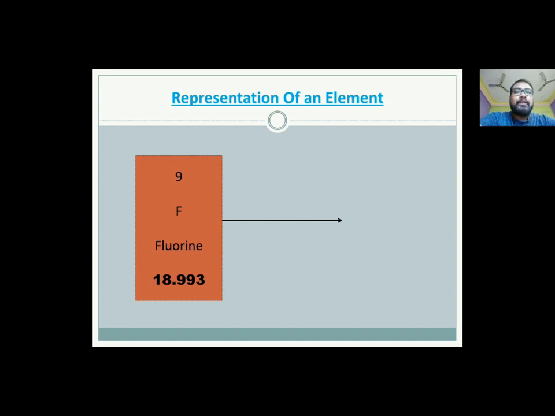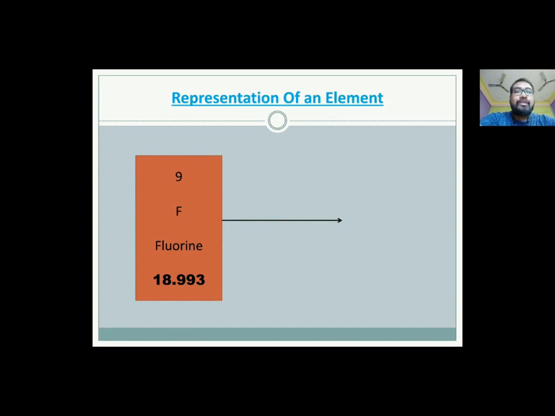Here we are given the element fluorine. Based on the given information, we have to represent the element. So how will we represent it? First we have the atomic number, which is given above the symbol of the element, that is 9. So we have atomic number 9 and this number will be sitting at the bottom as a subscript. Now we have the symbol itself, which is capital F.